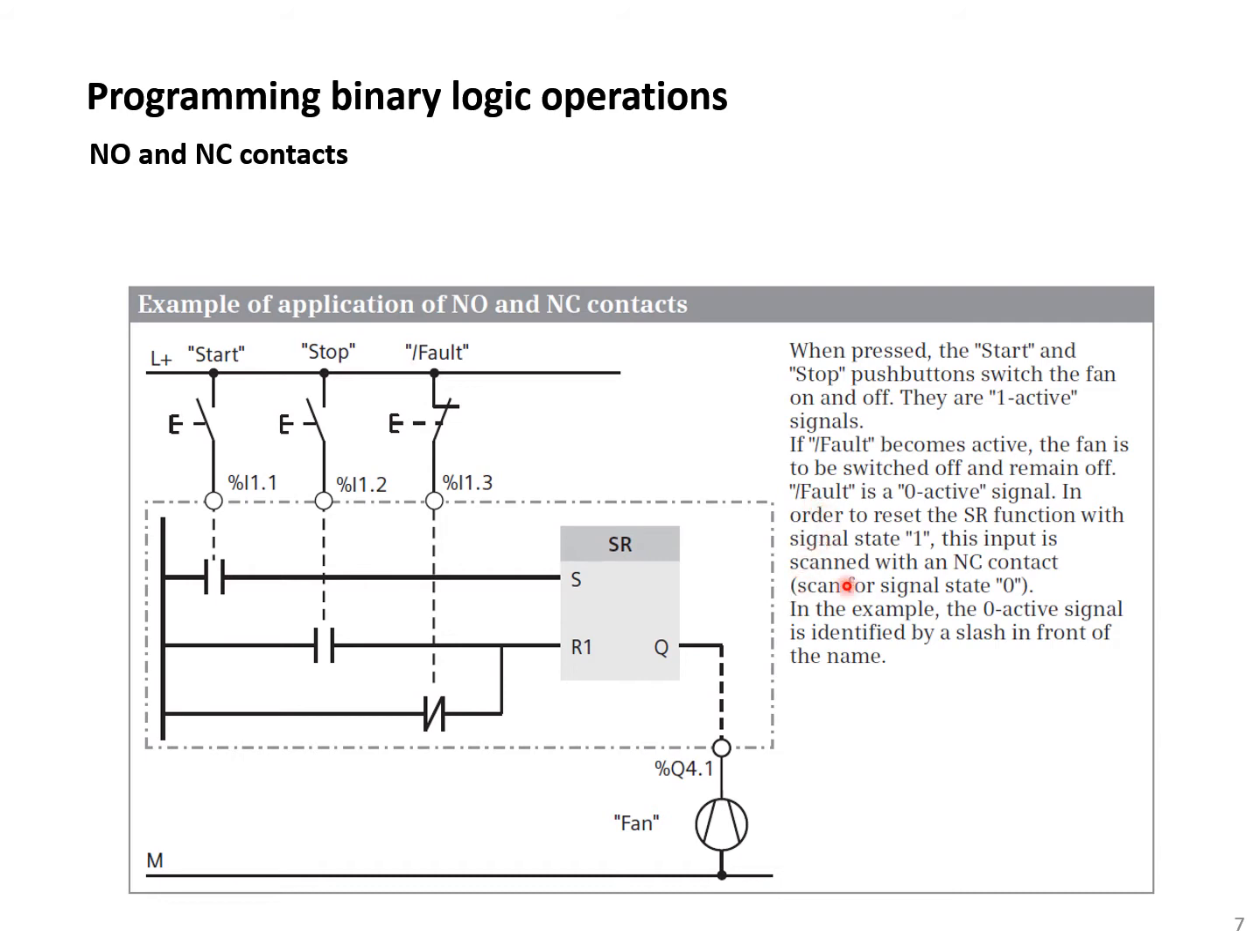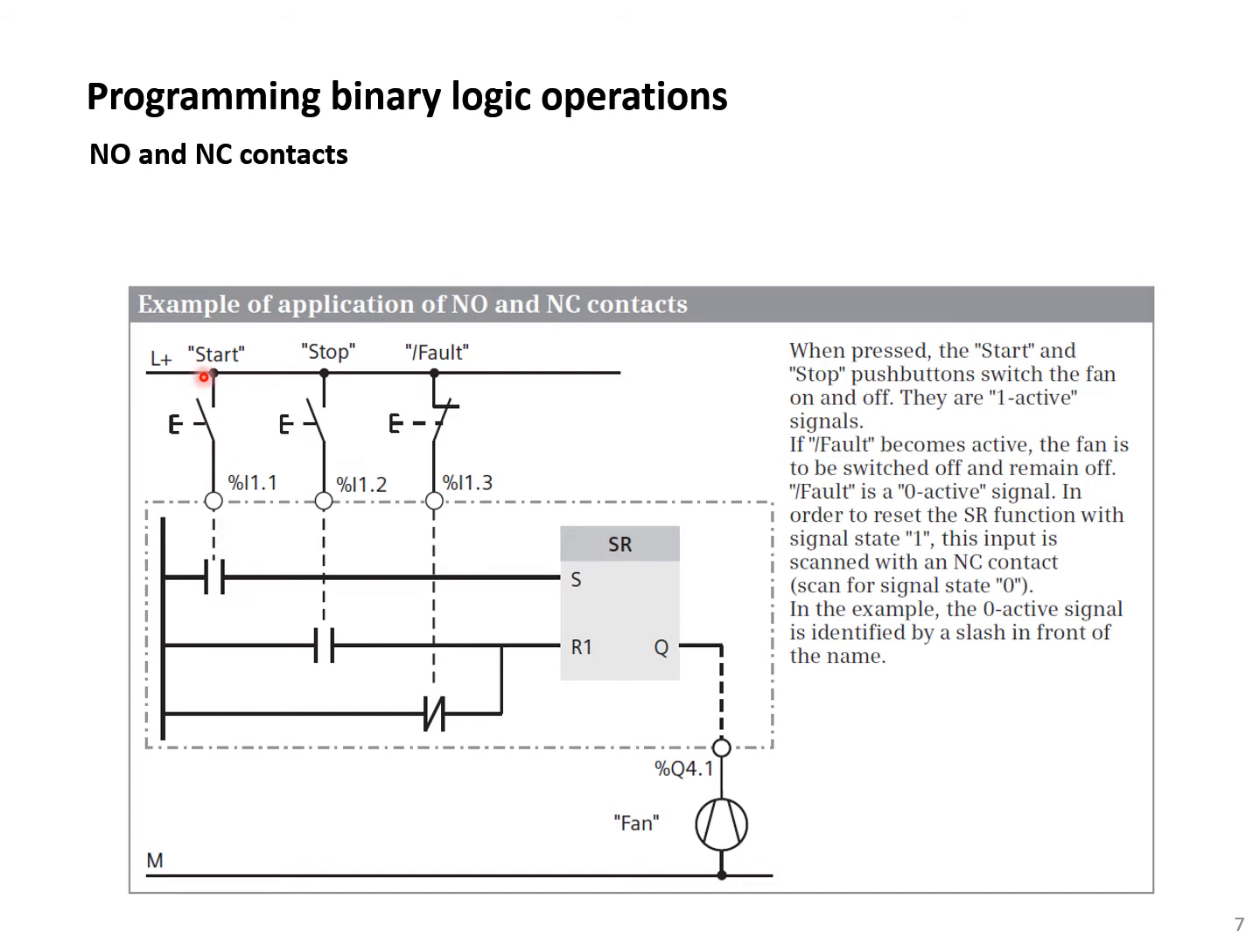In order to reset the SR, which is the set reset function, with signal state 1, the input is scanned with an NC contact or normally closed contact. Scan for signal state 0. In the example, the zero active signal is defined by a slash in front of the name. You should remember the IEC symbols for the push button switch, normally open and normally closed. This is the normally closed one.